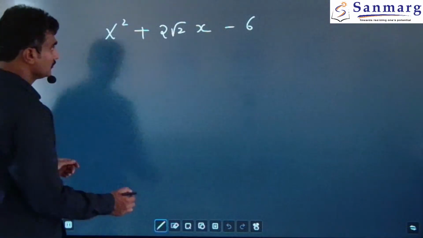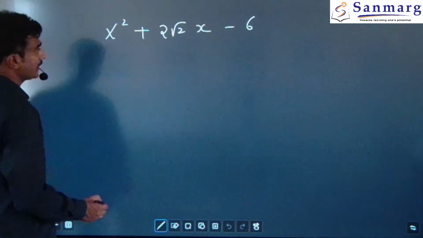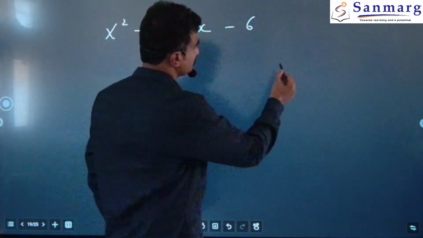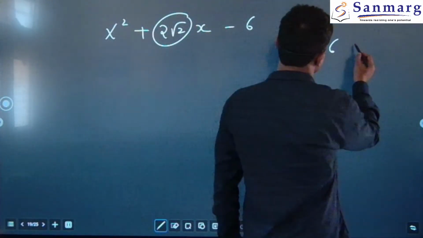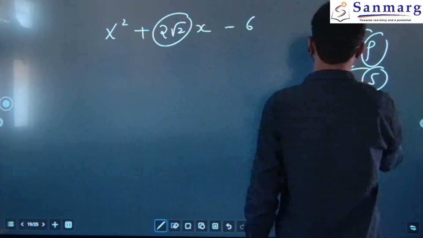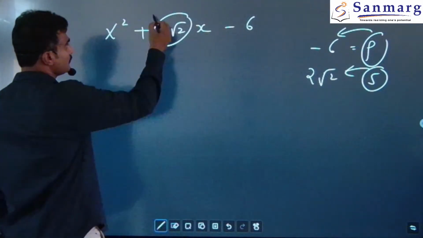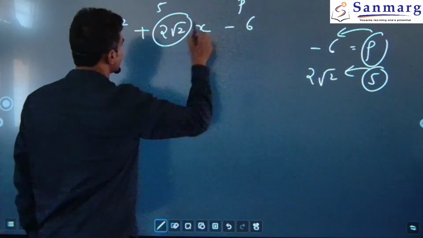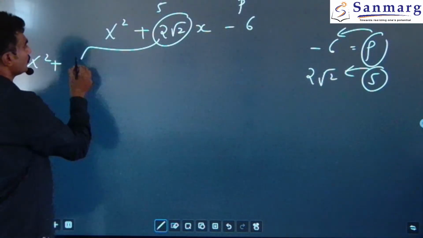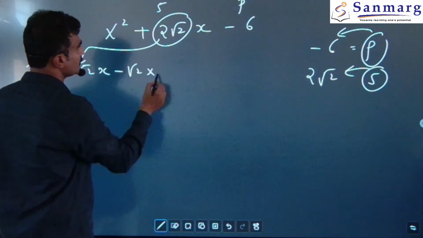Here is another question where we have to find the zeros and verify the relation. So how do you find the zeros? We have to split the middle term, that is 2 root 2, so that the product should be minus 6 and the sum should be plus 2 root 2. So we have to split the middle term. So how can we split? X square plus 2 root 2 x minus 6 can be written as x square plus 3 root 2 x minus root 2 x minus 6.